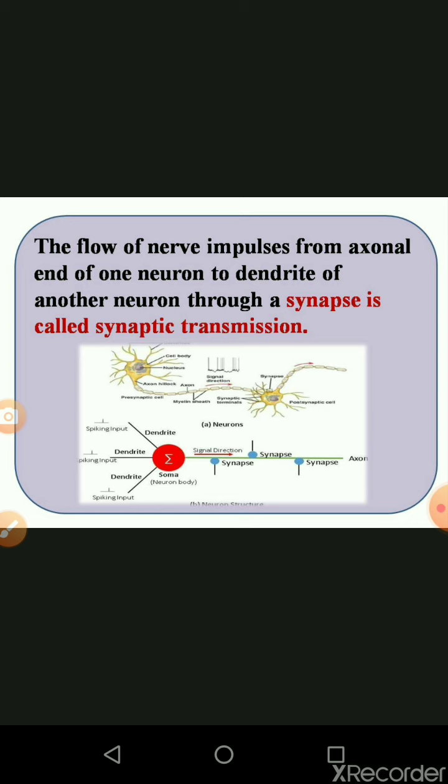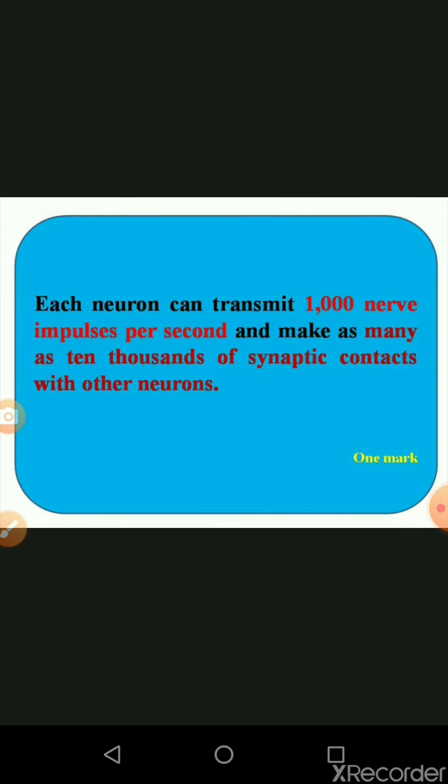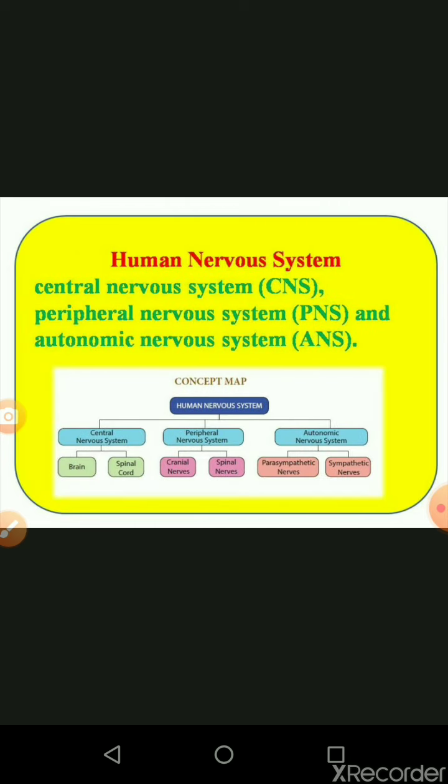From this diagram, it is clearly shown that the dendron receives the signal, which is then carried by the cyton. From the cyton to the axon, it is passed on to another neuron. Each neuron can transmit 1000 nerve impulses per second. Each and every type of neuron carries 1000 impulses in a single second. At the same time, there are many 10,000s of synaptic contacts with other neurons. They receive 1000 times, but they transmit 10,000 times to another neuron. It is an important one mark question.